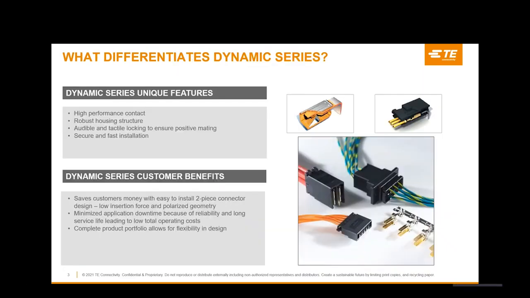Why is Dynamic different? The contact is made of high conductivity material with 3 points of contact that allows for constant flow of current without interruption. The housing is robust and made to withstand high shock and vibration environments. The full box housing design provides great electrical integrity. The two-piece design leads to secure and fast installation. Key housings prevent mismating, and there is an audible locking sound when both sides are mated, which provides a positive assurance of proper mating and alignment.